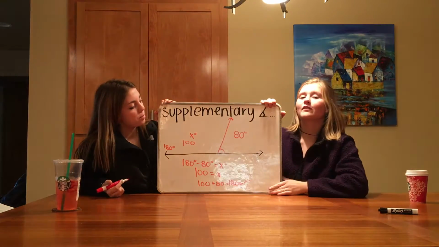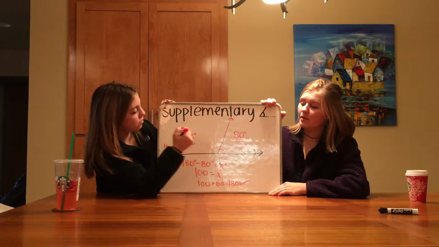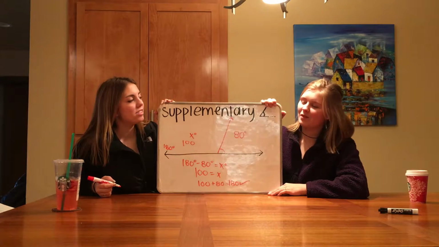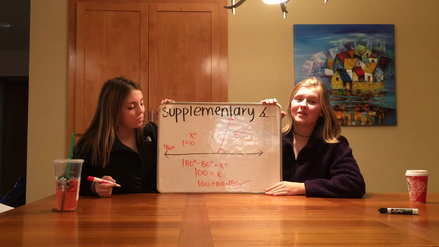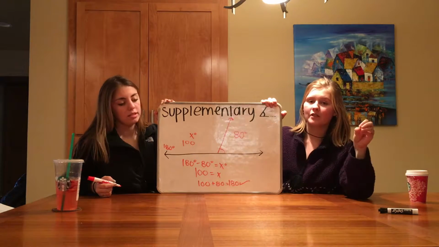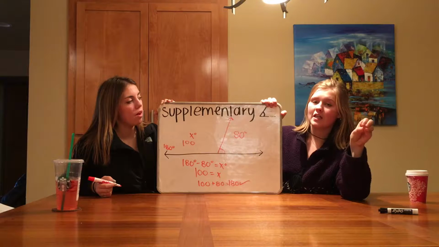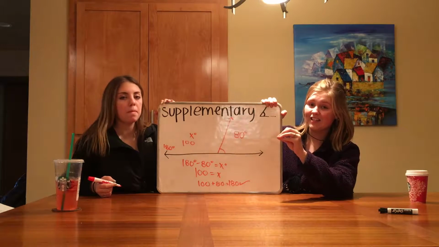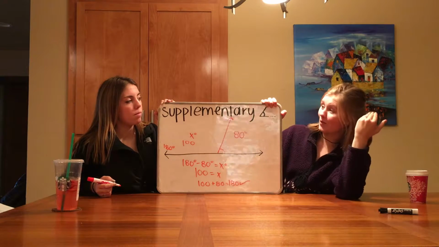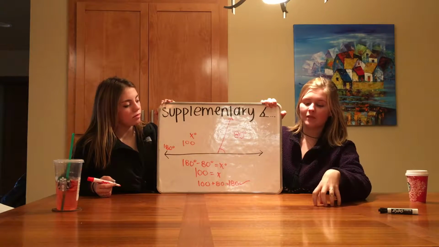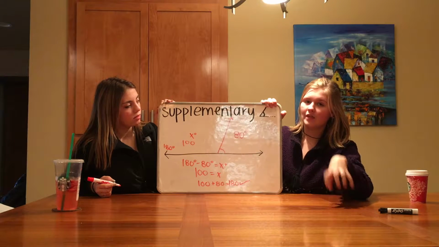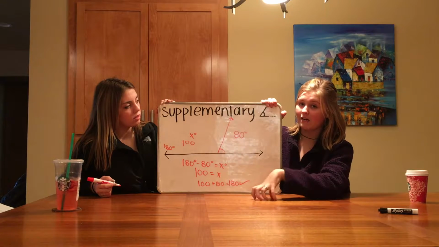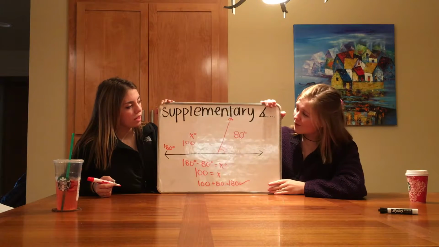You can always remember the difference between supplementary and complementary because, think about this: complementary and supplementary, C comes before S in the alphabet. So does 90 come before 180 in the order of numbers. So complementary and 90 come first, so they're together. And second comes the S, so supplementary, and 180 comes after. It's a little brain trick to remember those two.